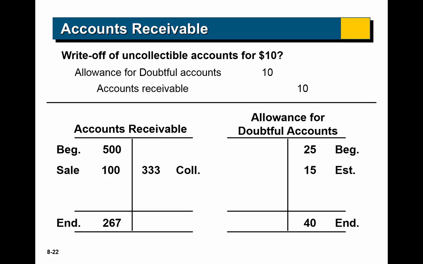Then we hit some point where someone actually tells us, hey, I can't pay you. And we agree with them and we write off the amount. At that point, what we do is we reduce our accounts receivable by the amount we're writing off, and we reduce our allowance for doubtful accounts by that amount, because that is completely gone now with no chance of getting it back.